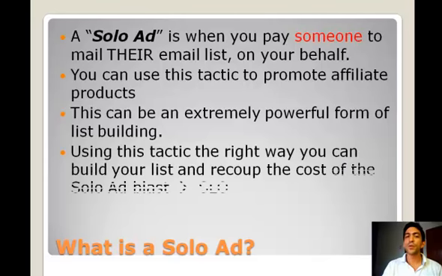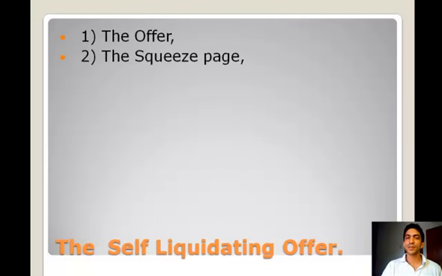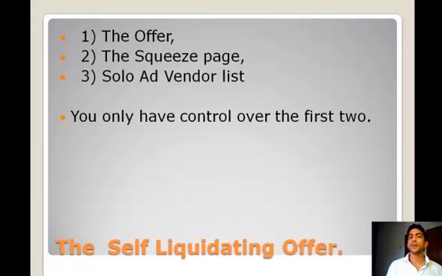But if you use this tactic the right way, you can build a list and recoup the cost of the solo ad blast. That's what the experts call a self-liquidating offer. What are the components of the self-liquidating offers? First, the offer itself, second, the squeeze page, and third, the solo ad vendor list. But you only have control over the first two.